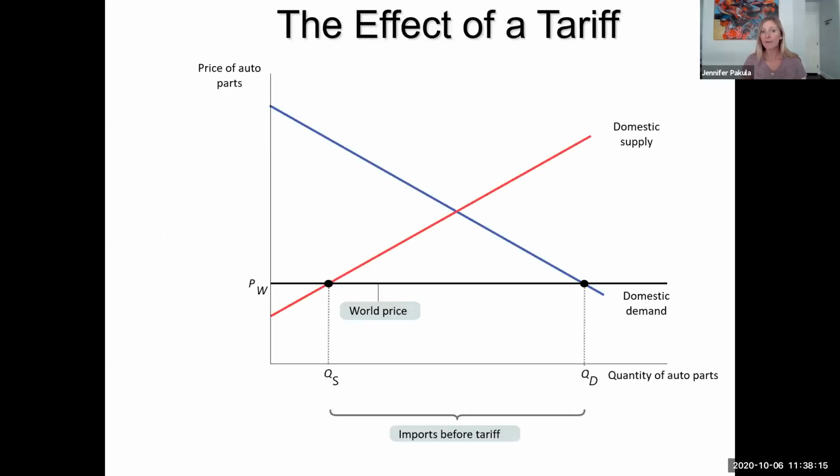Here is our graph before the tariff. The world price is below the autarky price. I did not include the autarky line because I wanted to keep this diagram a little bit cleaner.